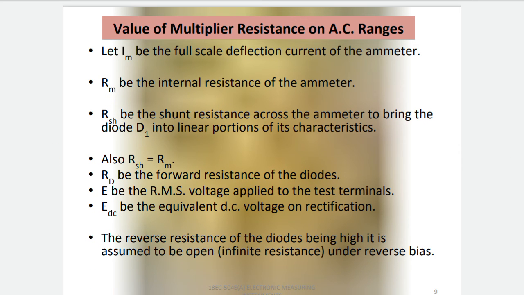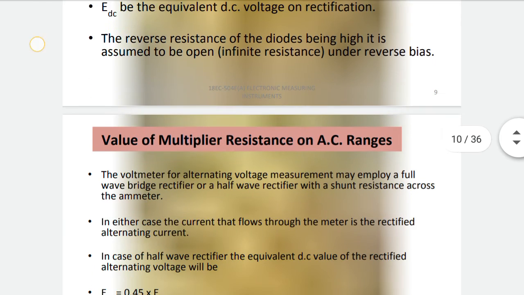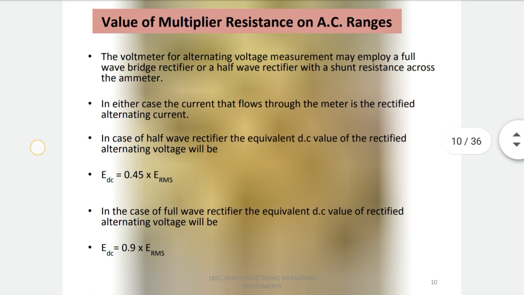The reverse resistance of the diodes being high, it is assumed to be open, that is infinite resistance under reverse bias. We already know that during the negative half cycle the diode becomes reverse biased, that means the current does not conduct, hence the reverse resistance is high, that means it offers infinite resistance. Now moving on to the next slide.